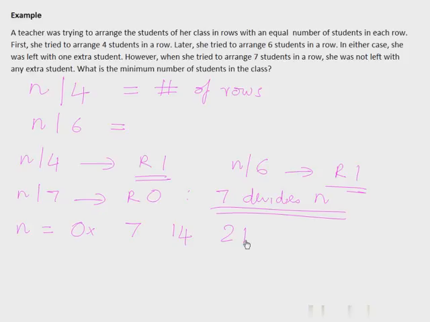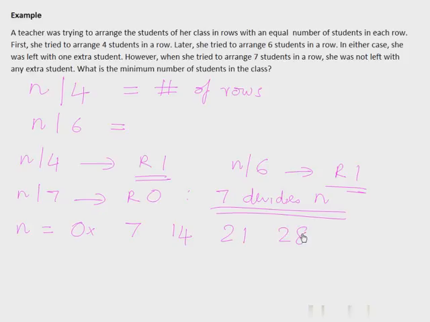How about divided by 6? Because she also slotted them into rows of 6 and got a remainder of 1. Is 21 divided by 6 giving a remainder of 1? 21 divided by 6 gives me a remainder of 3. 18 plus 3, the remainder is 3. So 21 doesn't work. Let's try 28.